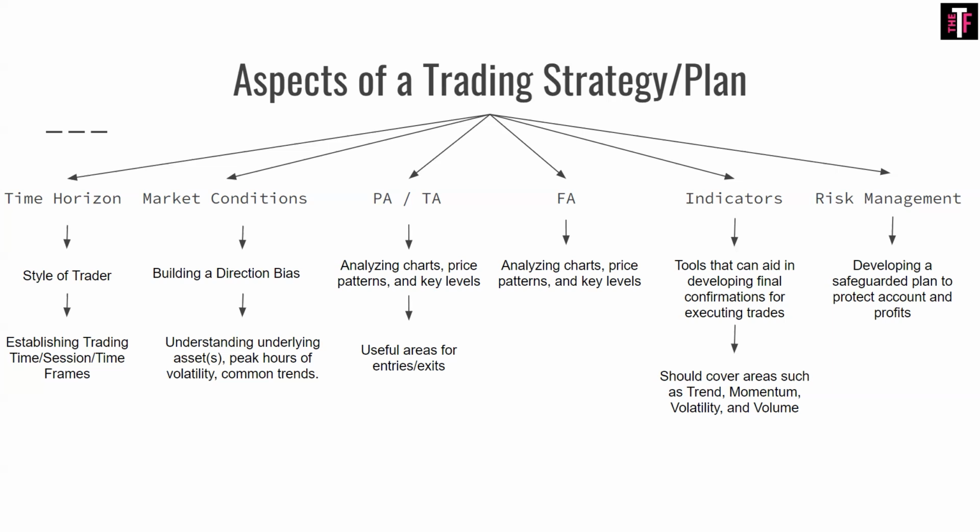So the first section that I have, as you can see in the next slides, is the aspects of a trading strategy and plan. You have these 6 things, and I'm going to go into them each individually. You have time horizon, market conditions, price action and technical analysis, aka PA and TA, fundamental analysis, which is FA, your indicators or the tools that you use, and risk management.